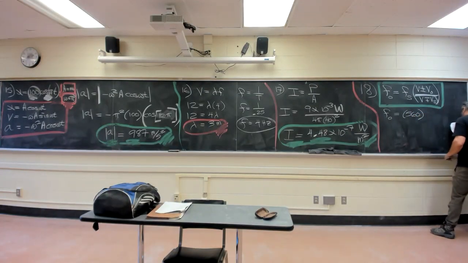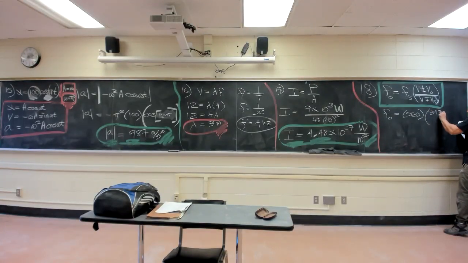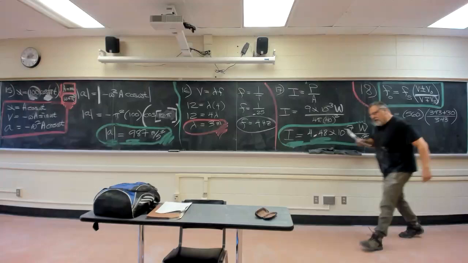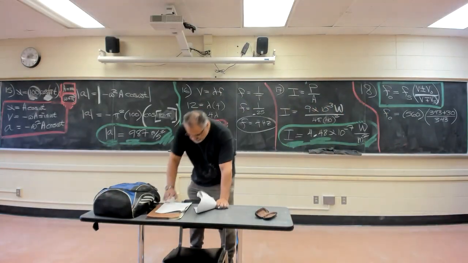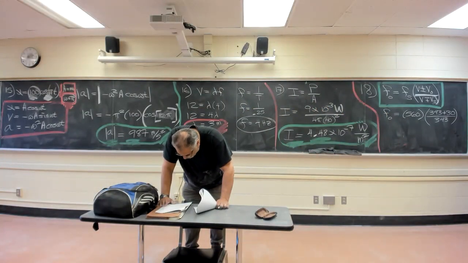560 is the frequency coming from the stationary whistle. The observer is moving toward the sound source, but the whistle is not moving. V sub s is 0. So it's just 343 right here. Let me just make sure I'm asking that. A car moving at 30 meters per second approaches a stationary whistle that emits this. What is the frequency of the sound heard by the driver of the car?